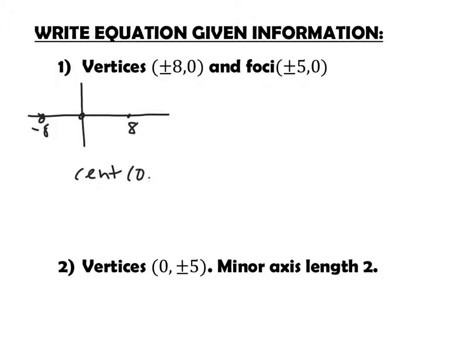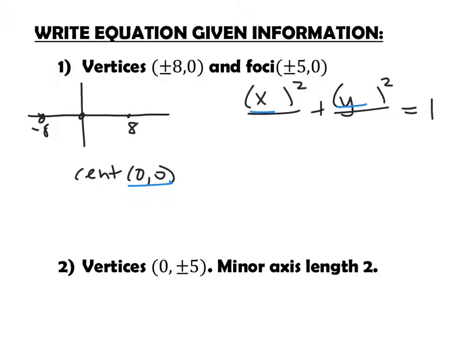I like to just go ahead and start with my equation. I know I have a fraction, I know I have a y, I know I have a fraction, and it needs to equal 1. Because then I'm just filling in the missing stuff. Because it's at 0, 0, it's just going to be x squared and y squared in the numerator. So that part's done, and I need my denominators.